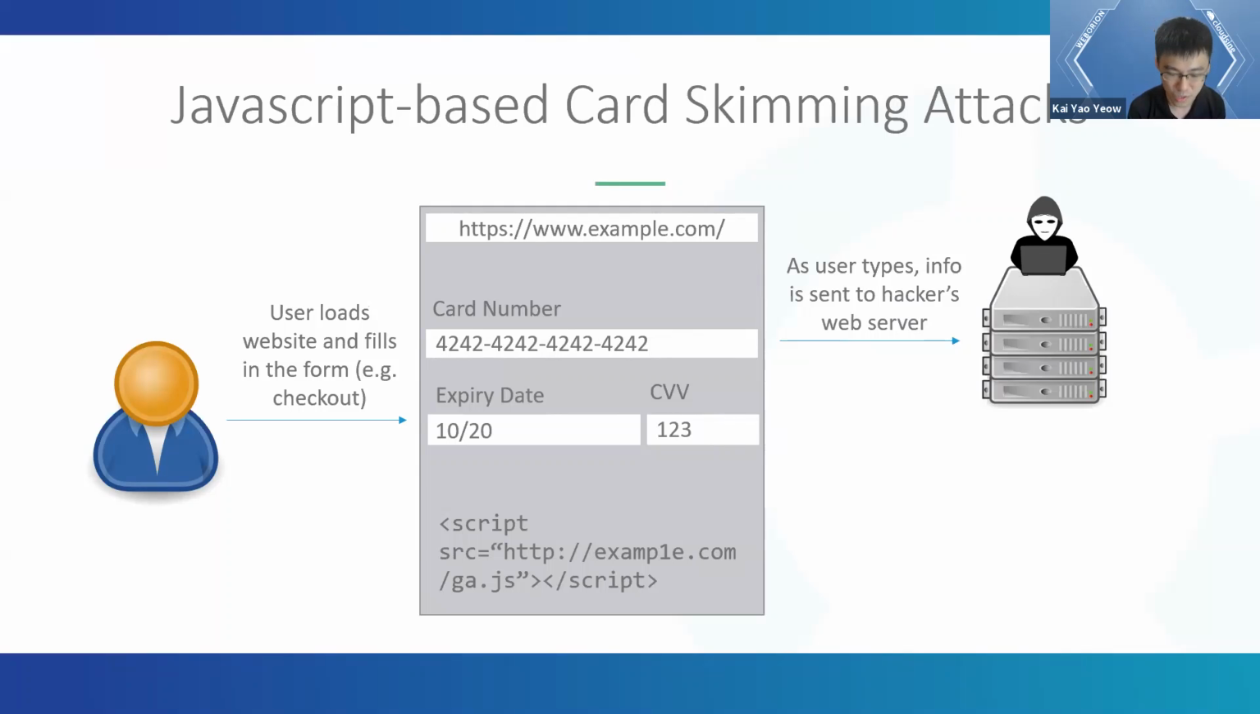So now the hacker has a copy of all the user credit card data that they have entered: the card number, expiry date, CVV. What can they do? They can use it to buy expensive items. They can sell it to other hackers on dark web forums and that kind of thing. And of course, financial information is compromised.